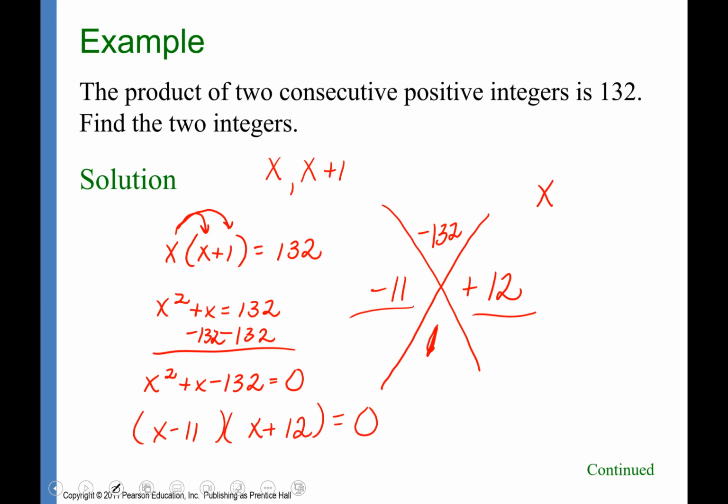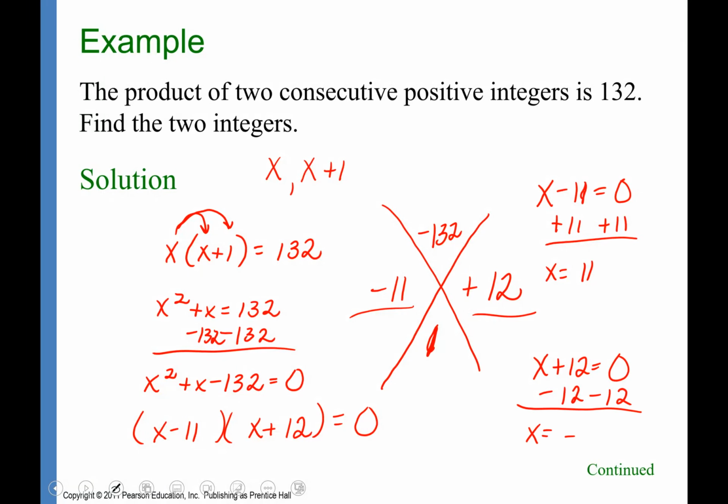Put each of those equal to 0 and solve for x. Add 11, x equals 11. x plus 12 equals 0, subtract 12, x equals negative 12. We want the positive integers, so if one is 11, the one next to it would be 12. So 11 and 12 are the two integers.